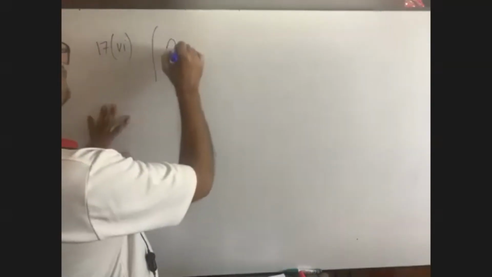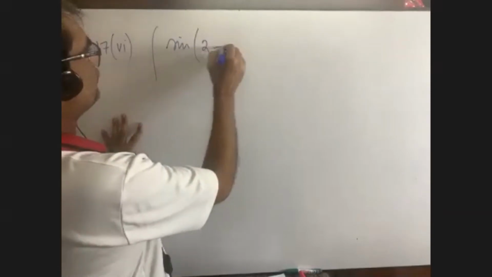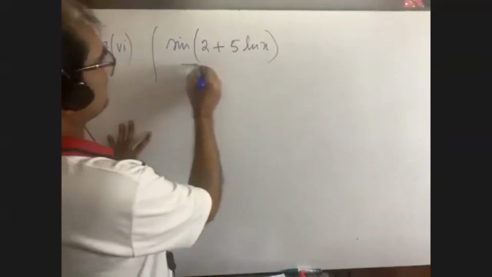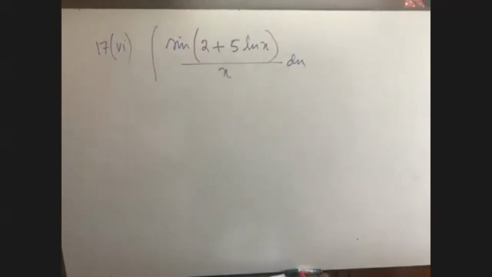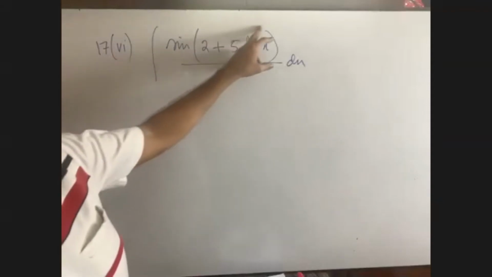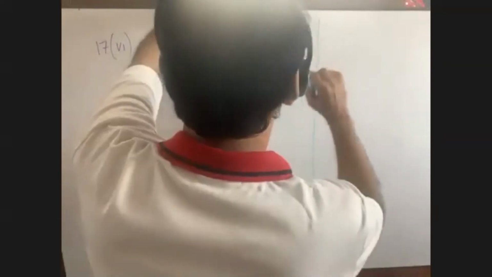Now going to question number 6 of 17. It is the integral of sine of 2 plus 5 ln x, by x dx. Can you do this math? What will you do? By hook or by crook, you have to take this as z. So don't be afraid of seeing the math.